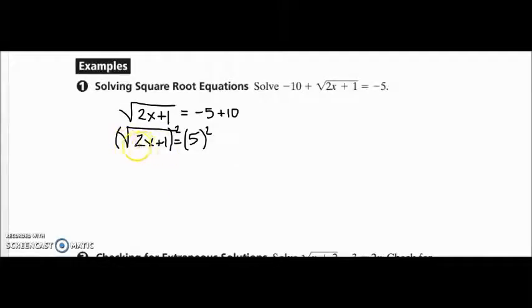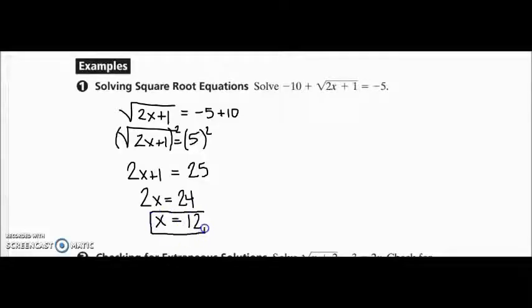So when we square the square root of 2x plus 1, we just get 2x plus 1. And 5 squared is 25. Now this is just a standard algebra equation. We're going to get that x by itself, so we subtract 1 from both sides. And finally divide by 2. And so this is our final answer. Remember, in solving, we're trying to get an actual value for x.